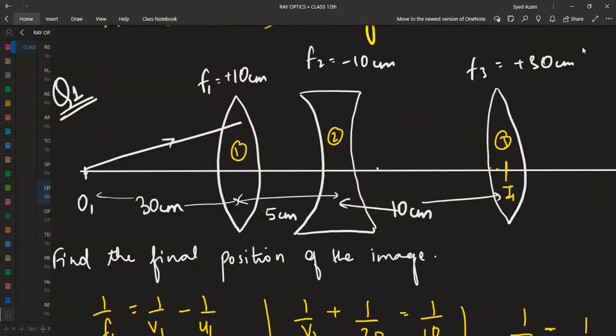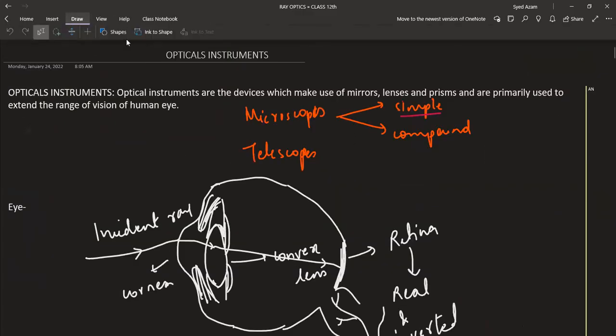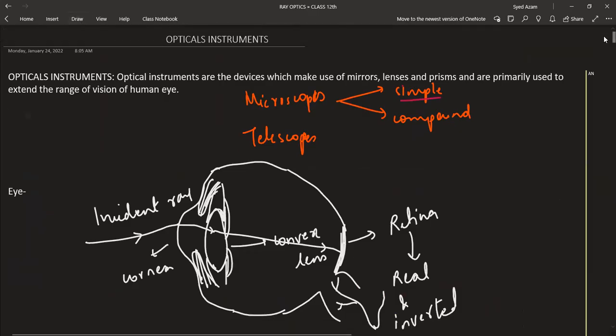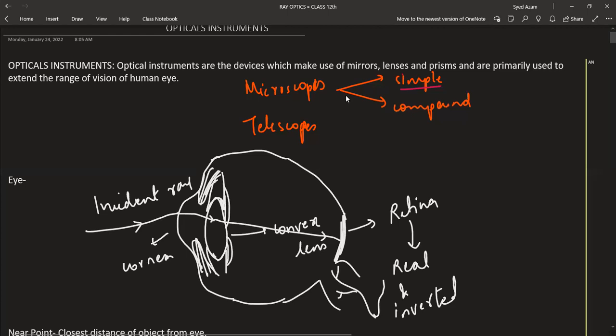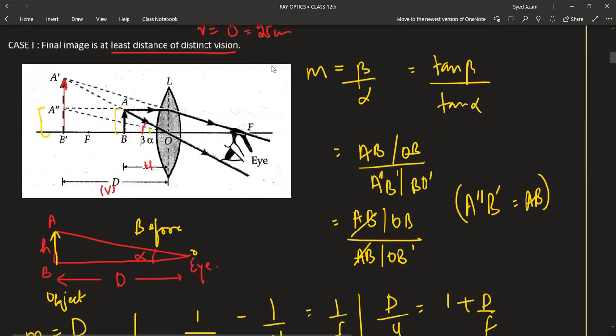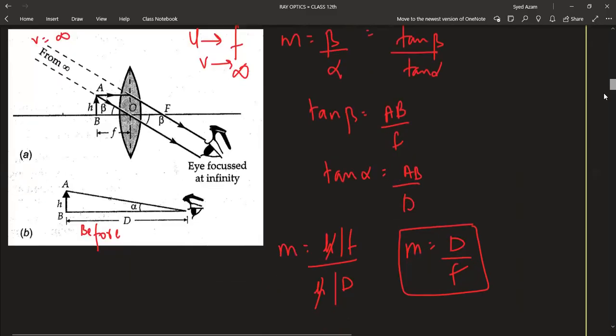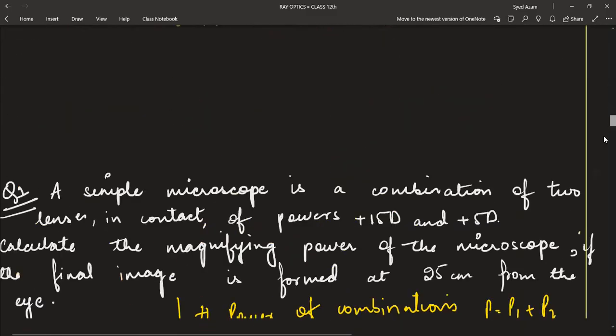Okay, optical instruments. What all things have we seen in optical instruments? We saw that microscopes are there, which can be simple and compound, and then we saw telescopes. Two cases are there, where the least distance of distinct vision can be there or infinity. In the simple microscope, if least distance of distinct vision is there, the magnification formula is 1 plus d by f. And if it is formed at infinity, then it is simply d by f. And these questions we practiced in the class.